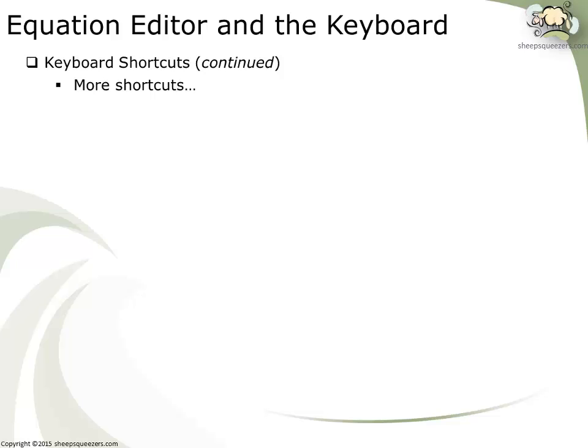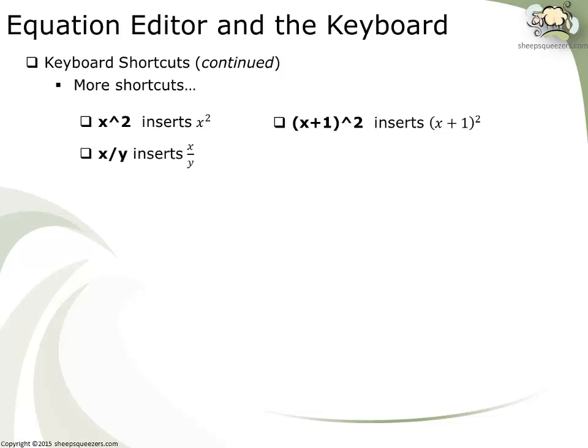Let's talk about some more shortcuts. In this case, we're going to show you shortcuts that don't necessarily start with a backslash. For example, x caret 2, or the symbol above the number 6, that is shift 6, inserts x squared. And of course, not to be outdone, left paren x plus 1 right paren caret 2 inserts the quantity x plus 1 squared. x over y, or x forward slash y, inserts x over y, which is very nice.